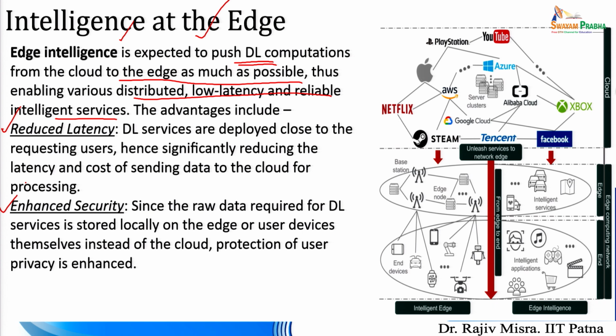What do we mean by reduced latency? Machine learning services are deployed close to the requesting users, hence significantly reducing the latency and the cost of sending data to the cloud for processing. Enhanced security means the raw data required for machine learning is stored locally on the edge or the user devices themselves instead of sending it to the cloud, thereby the data protection of user privacy is often enhanced.